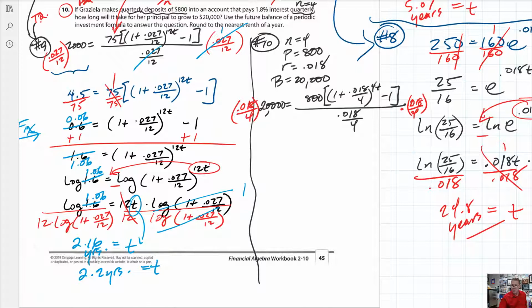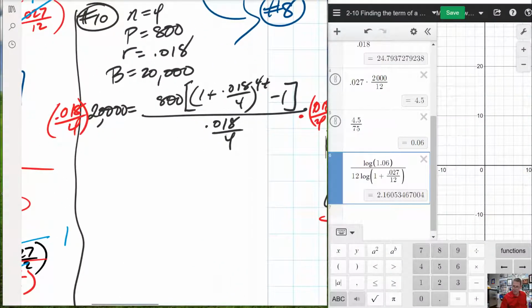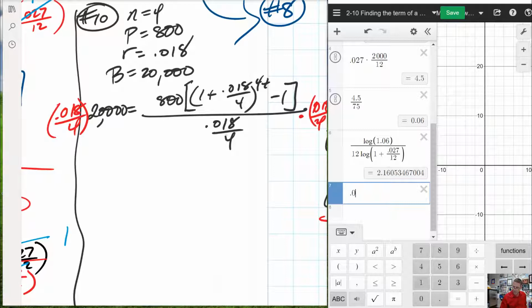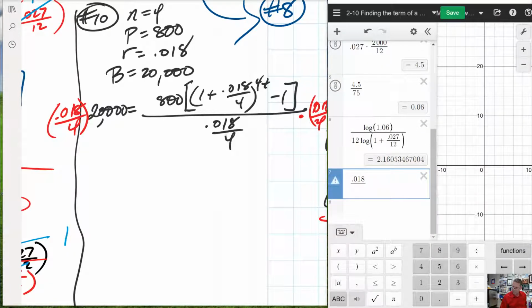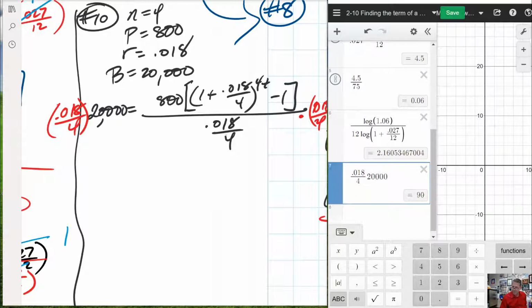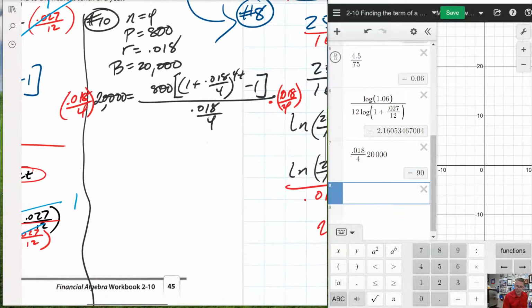At this point, you probably want to kick in a little decimal, so let's do that. I have to enter 0.018 divided by 4, and then I want to multiply by 20,000. Okay, and that's 90. Cool. That's a little bit simpler there.